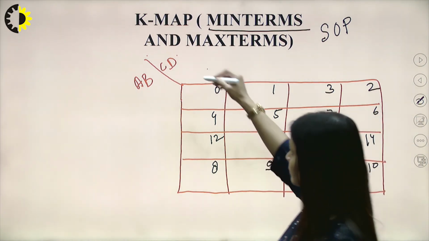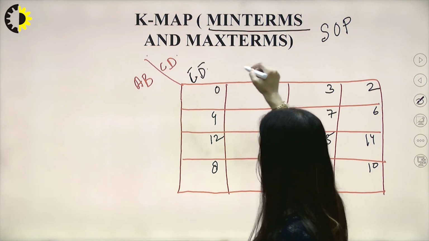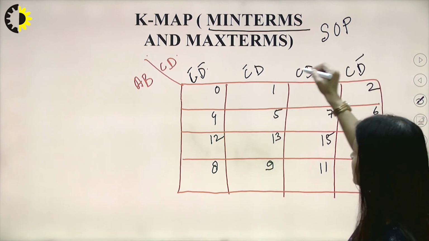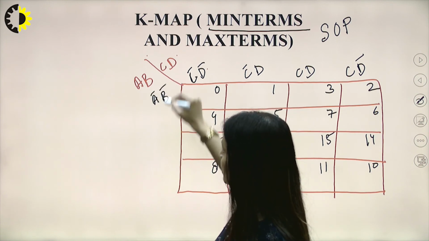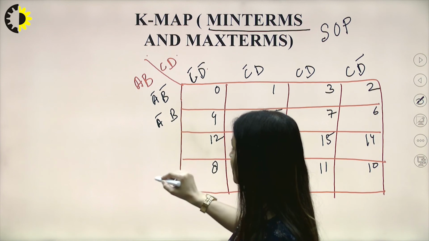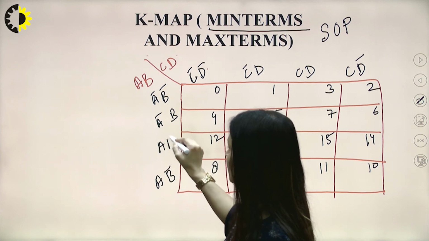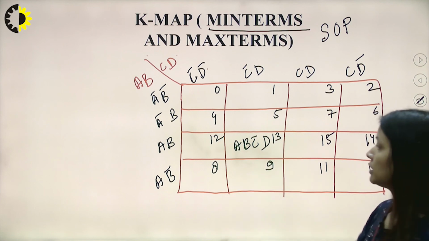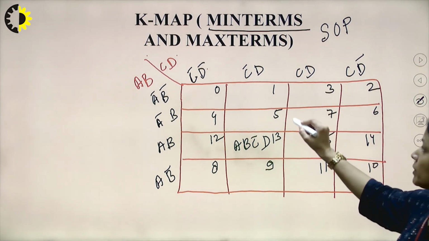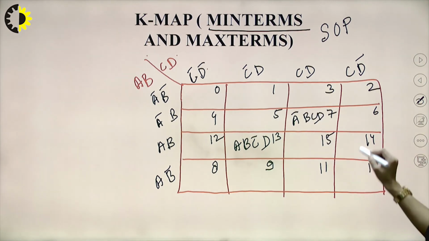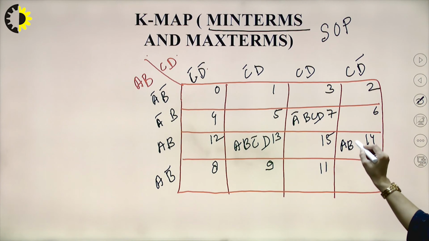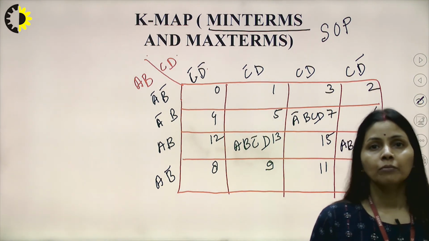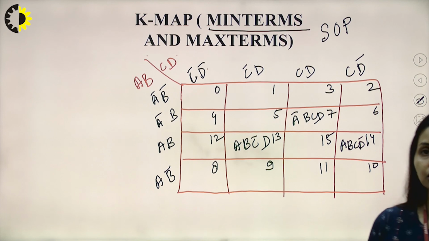So it will be C bar D bar, C bar D, C D bar, C D. Similarly here A bar B bar, A bar B, A B bar and A B. If I talk of this 13, then it will be A B C bar D. If I talk for this 7, it will be A bar B C D. If I talk for this 15, that will be A B C D. Okay, this is a similar way of representing or writing the K-map. Similarly, I can fill all the blocks in the figure.